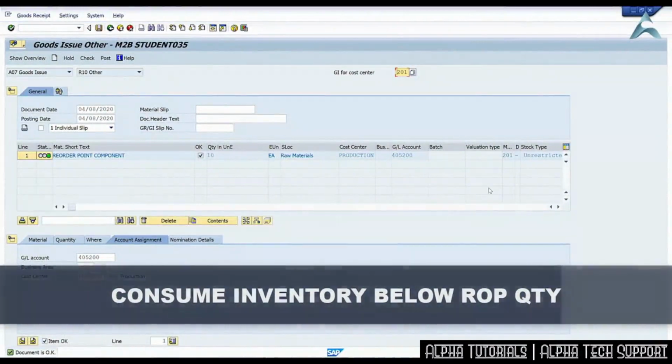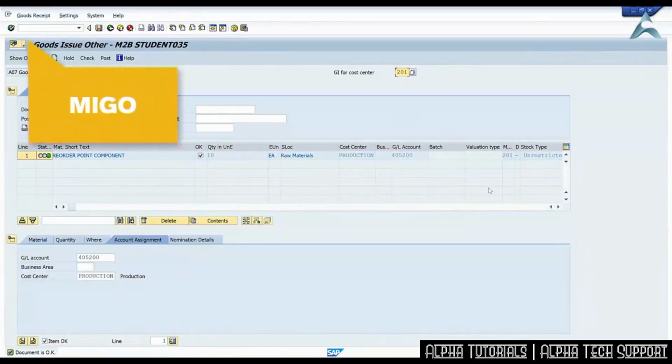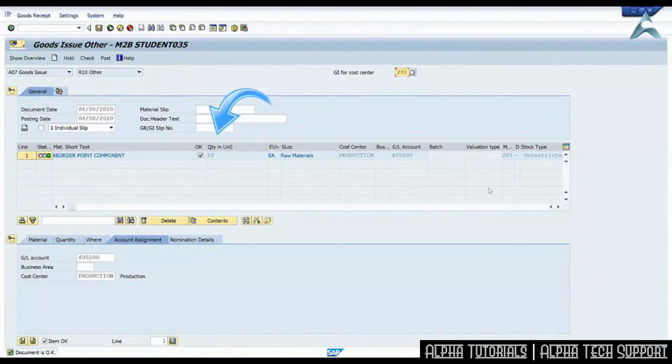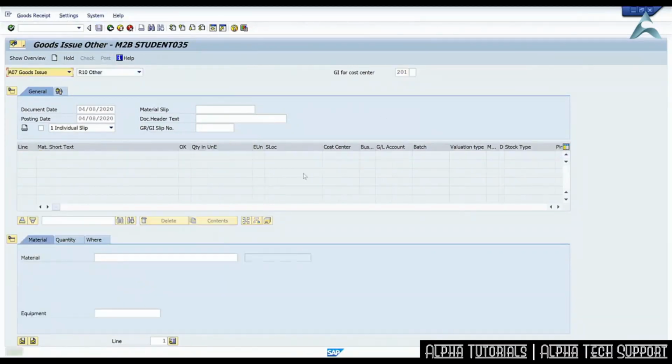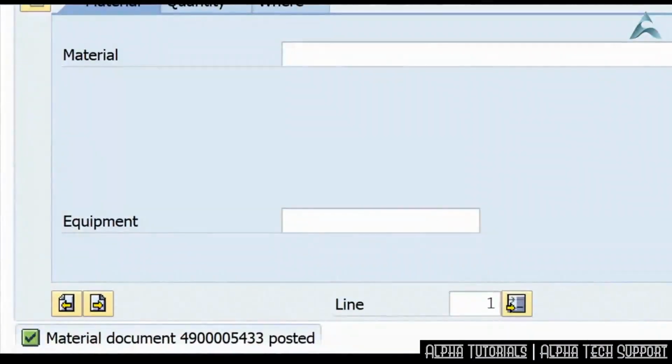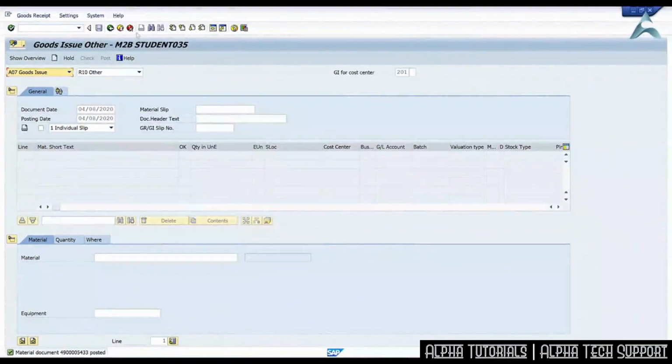Okay, so again, I'm going to do a goods issue to a cost center for a quantity of 10. We currently have 11 in stock. When I do this goods issue for a quantity of 10, that would definitely drop us below that reorder point of 5, and we should see a replenishment triggered. So let's go ahead and post the goods issue. The confirmation that the goods issue posted is at the bottom in my status bar.